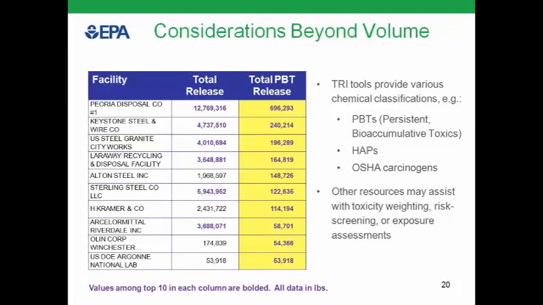In addition to looking at volume, of course, toxicity would be another concern. TRI tools at this point can help a little with that. We have different classifications that you could use to filter the data by. So here I showed how the data would look a little different if you just focused on persistent bioaccumulative toxics. There are some other categories that we provide as well. And then EPA provides other resources that can assist with toxicity weighting or risk screening or exposure assessments, but there are going to be caveats at each of those stages.